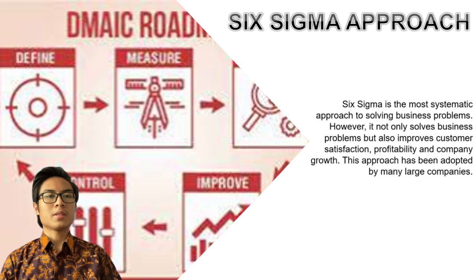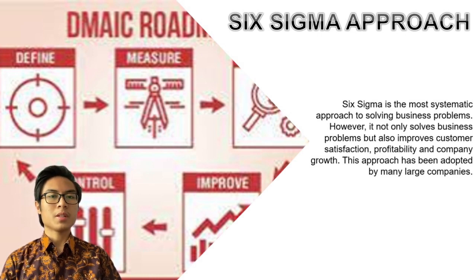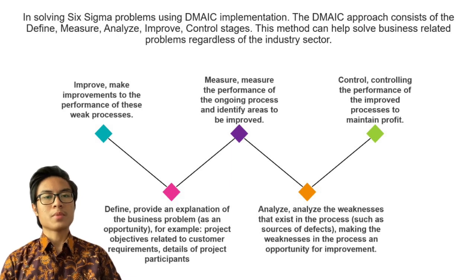Next, it is the Six Sigma approach. Six Sigma is the most systematic approach to solving business problems. However, it not only solves business problems but also improves customer satisfaction, profitability, and company growth. This approach has been adopted by many large companies. In solving problems using Six Sigma, the DMAIC approach consists of the define, measure, analyze, improve, and control stages. This method can help solve business-related problems regardless of the industry sector.